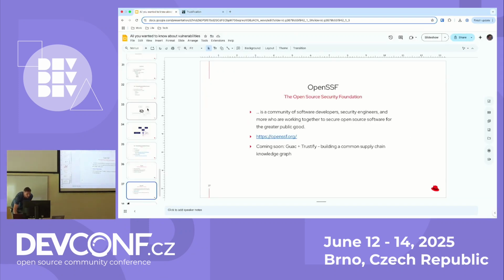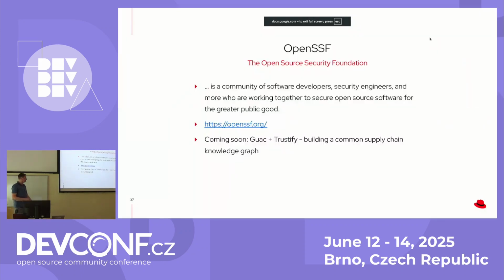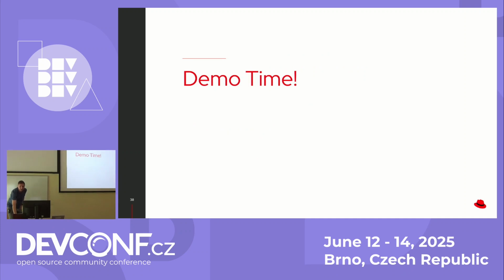If you're interested in this topic, OpenSSF is a good place to start looking at it. There's also a project called GUAC within the OpenSSF that tries to do a similar thing to Trustify. And I think I can say publicly now, very, very soon, we will join forces to build a single community that will try to build what we call a knowledge graph about software supply chain metadata related to the software projects and components. And that's it.